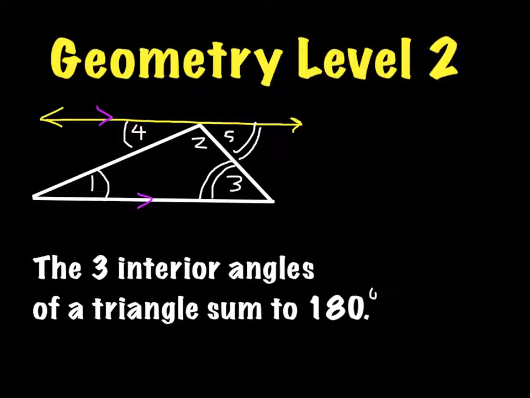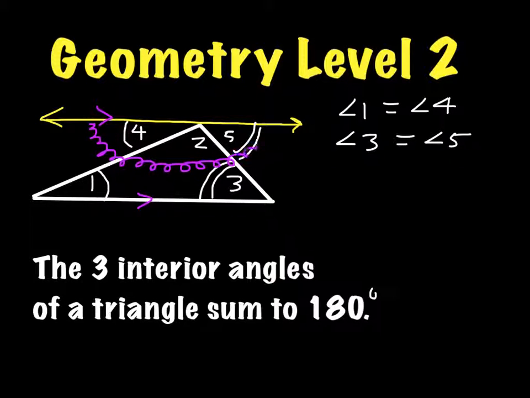So I can write that down, that angle 1 is the same size as angle 4, and also that angle 3 is the same size as angle 5. Since this yellow line makes 180 degrees altogether, I know that angles 4 plus angles 2 and 5 all team up to make 180 degrees. My goal is to prove that angles 1, 2, and 3 make 180 degrees. I don't have that. I have angles 4, 2, and 5.